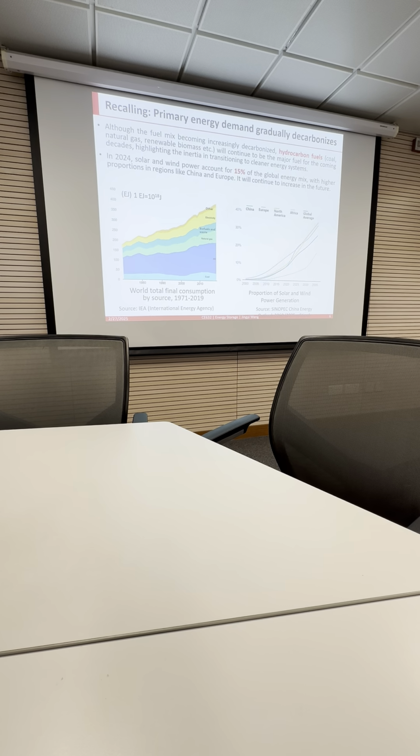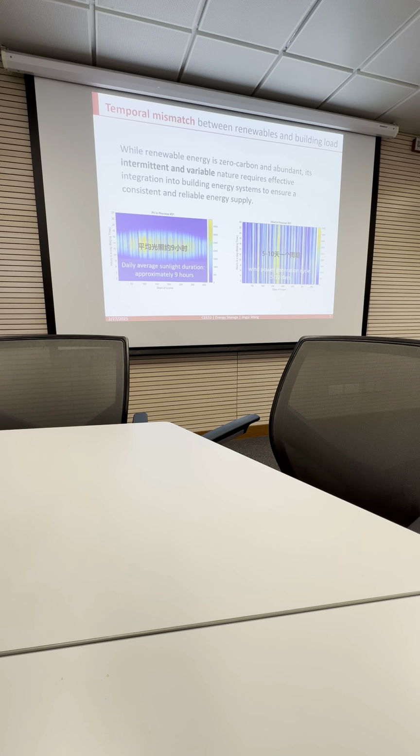Just recall the first lecture, the primary energy demand has gradually decarbonized. In 2024, solar and wind power account for about 15% of the total global energy mix. However, there are some obstacles when we develop a green energy mix, because there is a temporal mismatch between the renewables and the building load.